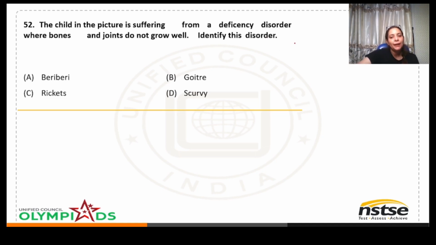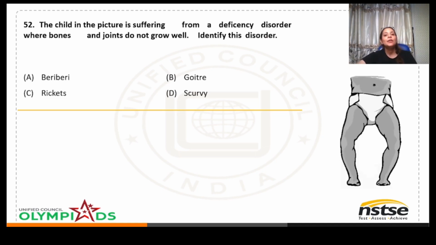Here we have that child. We need to identify the disorder. Now you can see that in this picture there is some problem in the joints basically. You can make out there is some problem in the legs. Legs are not as a normal person has. Now options given are beriberi, goiter, rickets and scurvy.